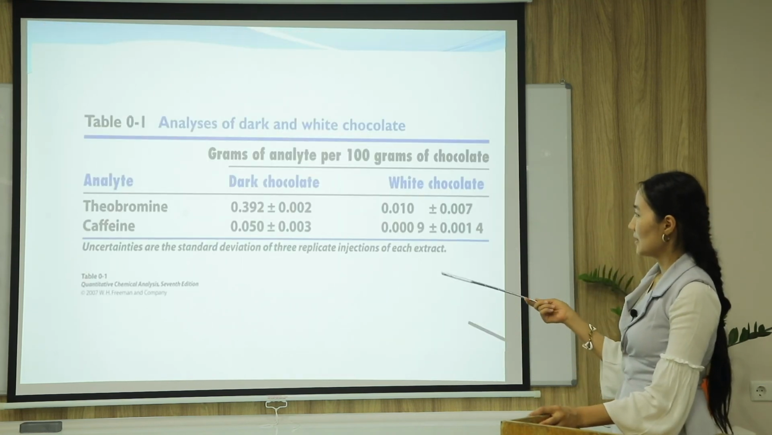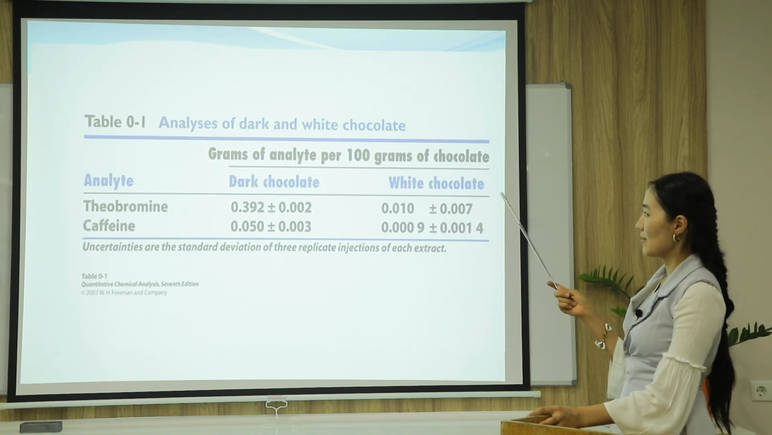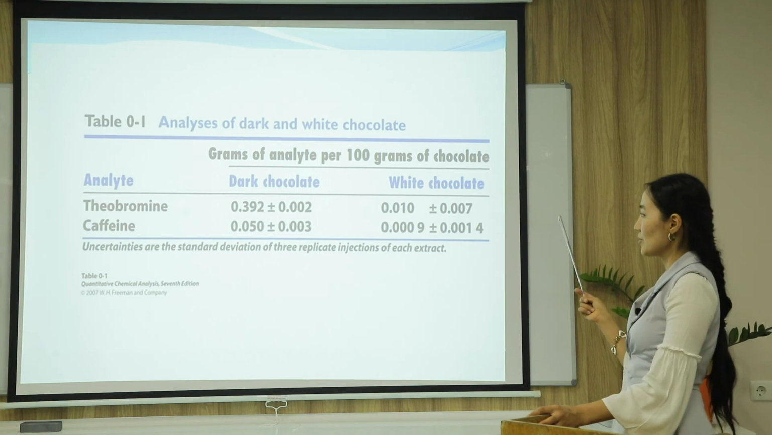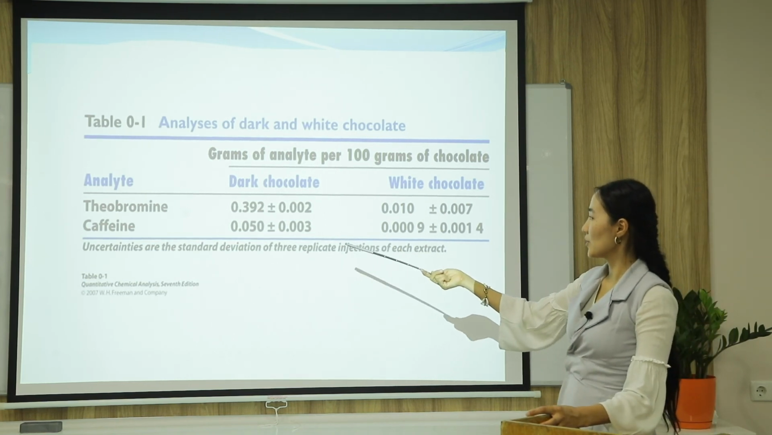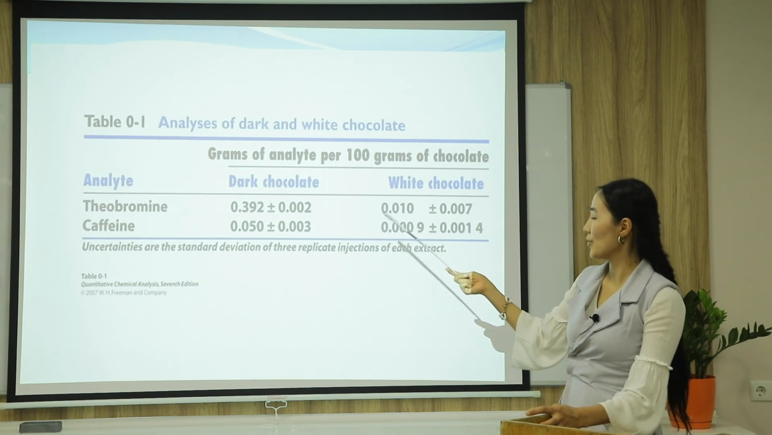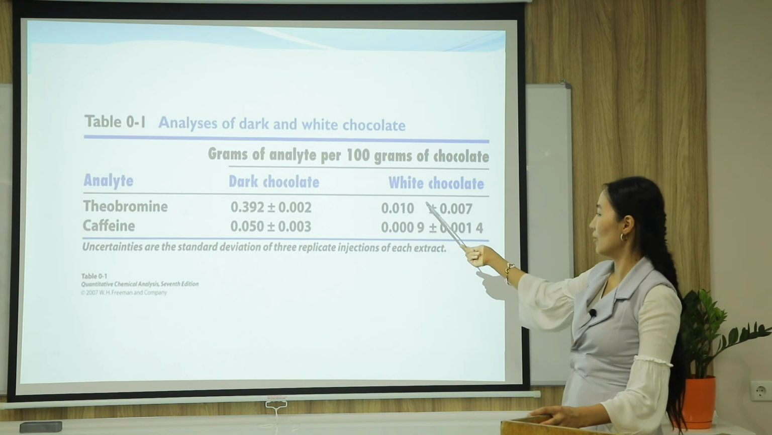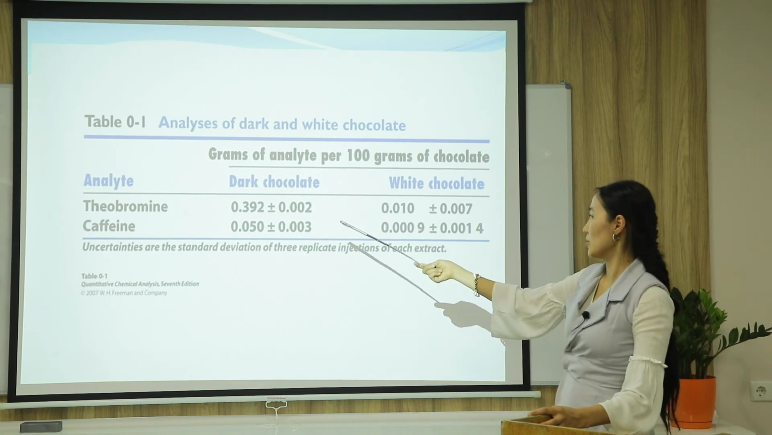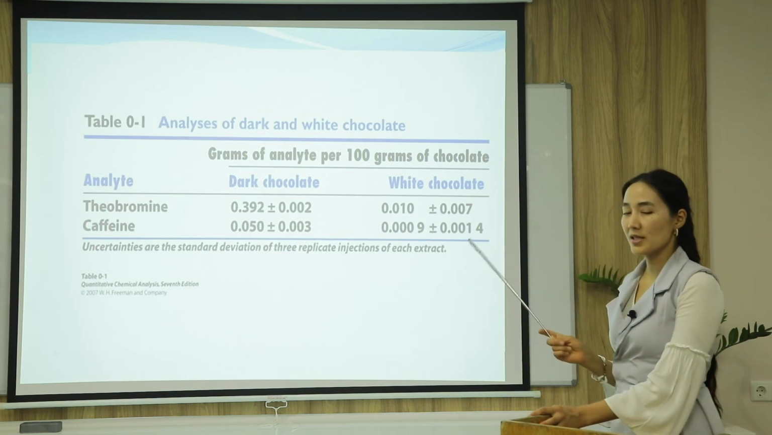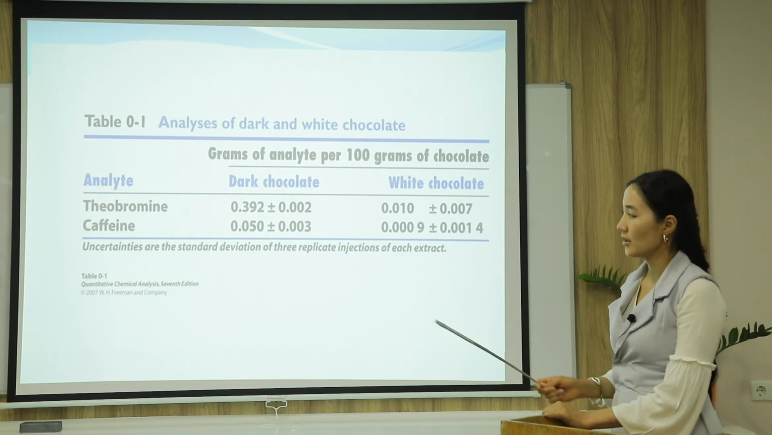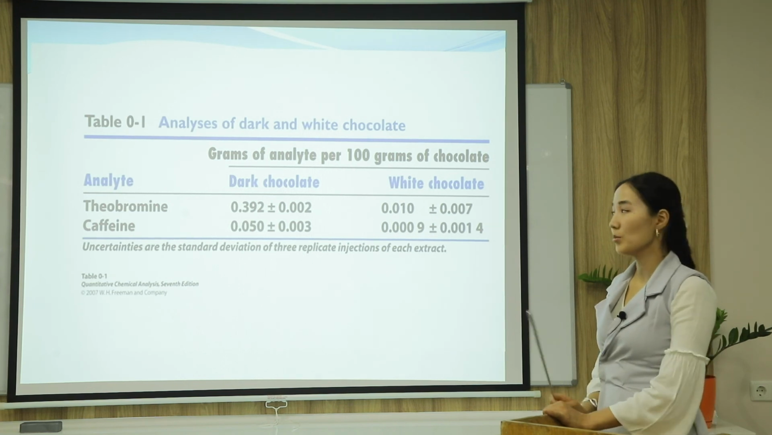Please, next. So here it's Table 1, analysis of dark and white chocolates, grams of analyte per 100 grams of chocolate. So analyzing theobromine and caffeine, dark chocolate contains 0.39, whereas white chocolate has very low levels. Caffeine is also much higher than in white chocolate. So from here we can make the conclusion that eating dark chocolate is much better than eating milk chocolate.